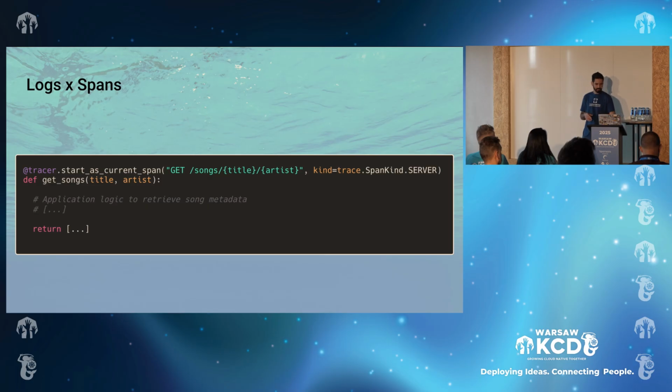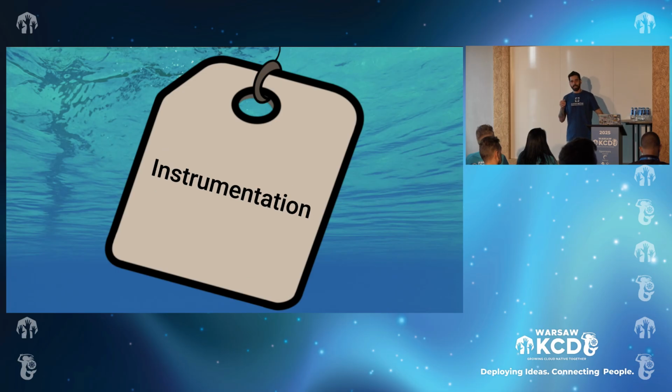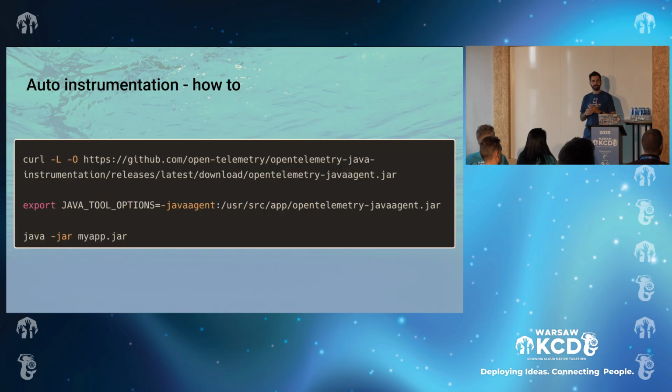Cool. So let's talk about how spans are actually created. For that, we need to instrument our application. And there are 3 different ways of instrumenting your application. One is auto-instrumentation. You have an agent, a file, or a script that you will call. And as the name says, it will automatically instrument your application. So I have an example here in Java.